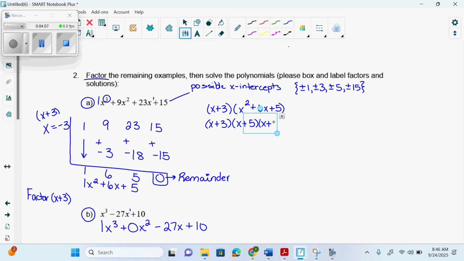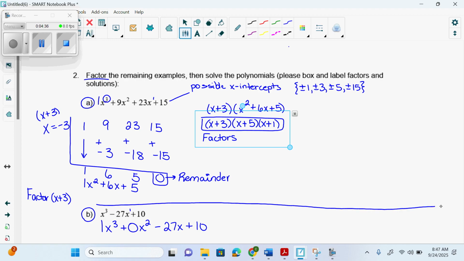Now, how do I know if I'm right? Do I just send it and hope for the best? What could I do? Put the original into your calculator. Put the new one into your calculator, making that line thicker, and it should draw itself on top of it. We're going to do the solving after. For right now, this is factors. If it asks you to factor it, these are the factors. We'll do solving after, once we have factoring down really well.